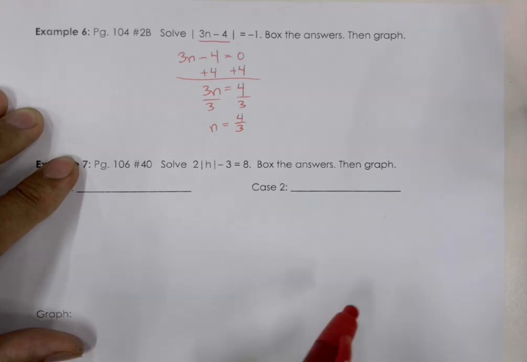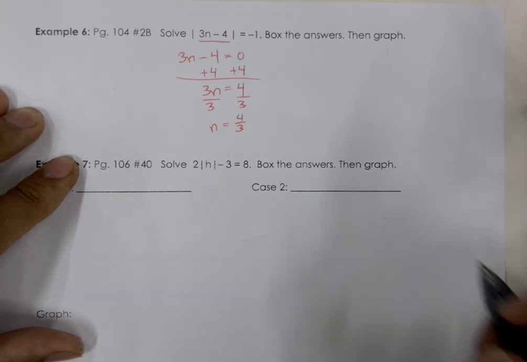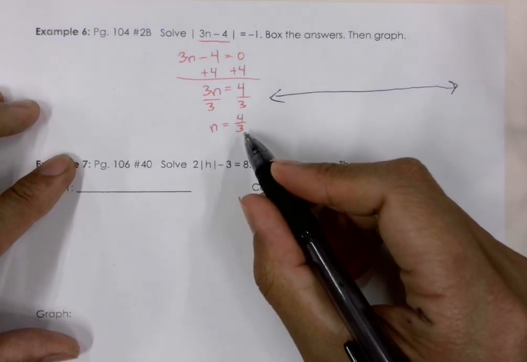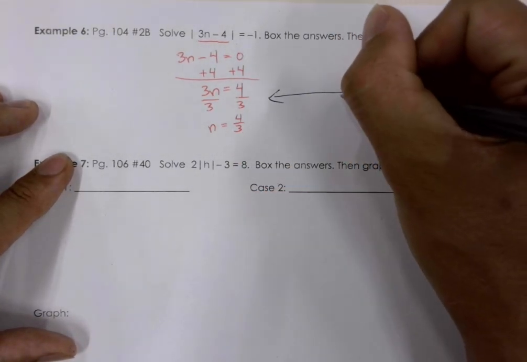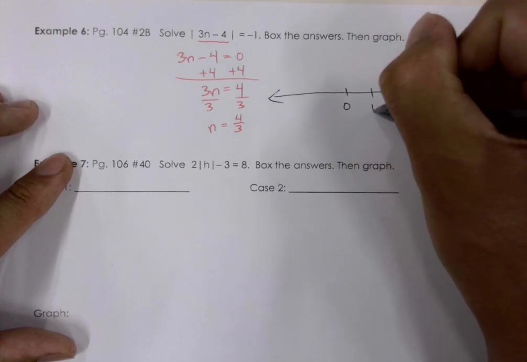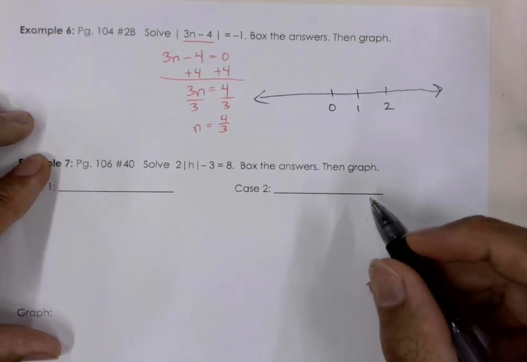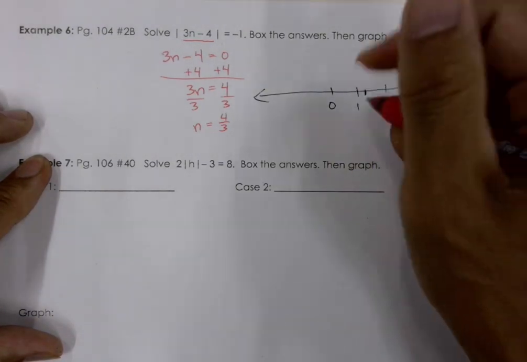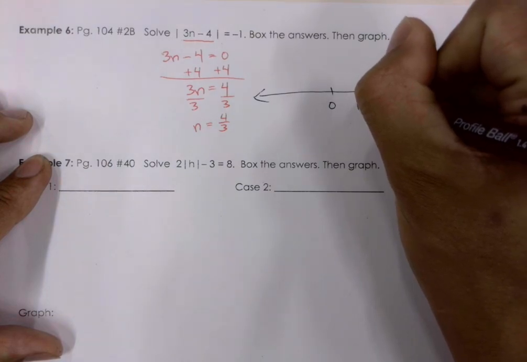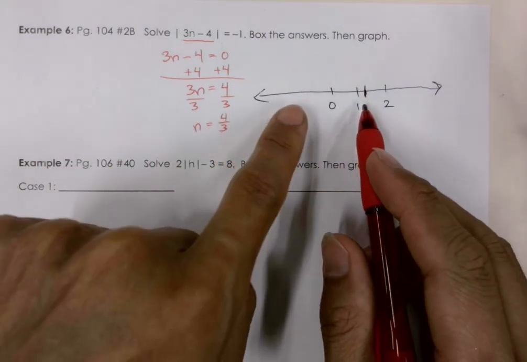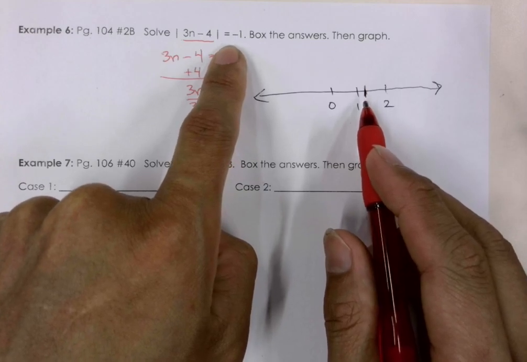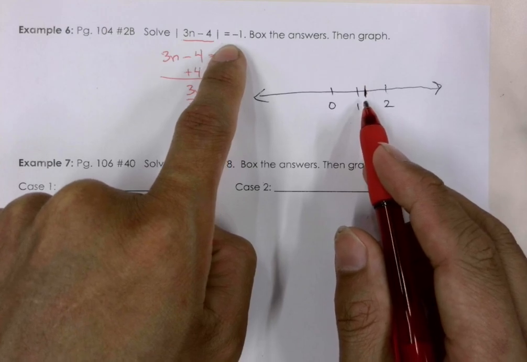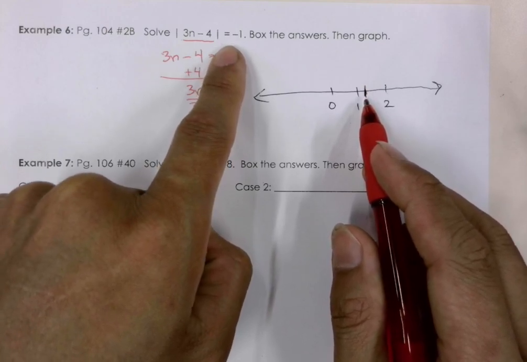So what this question is asking is, from 4 over 3, which is 1 and 1/3. So let's say here's 0, here's 1, here's 2. So from 1 and 1/3, right about there, which point on this number line has a distance of negative 1? Well, we cannot have a distance of negative 1. We can only have positive distances.